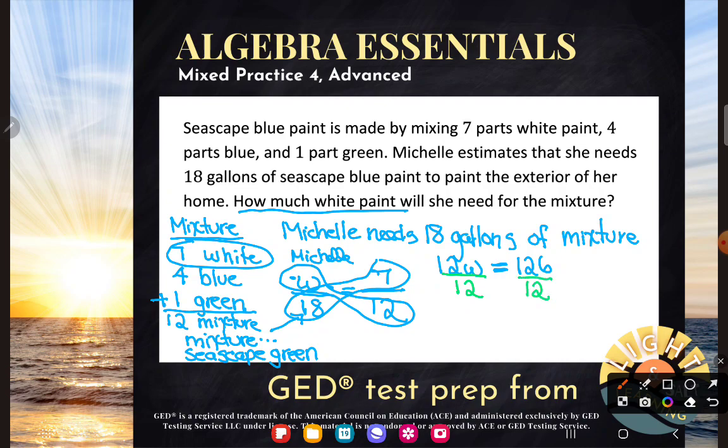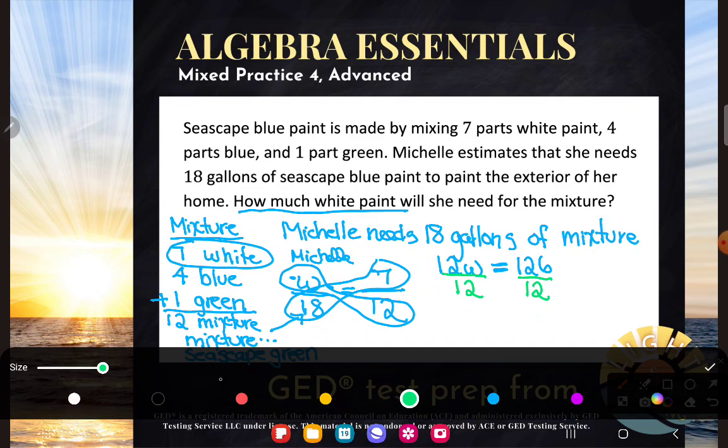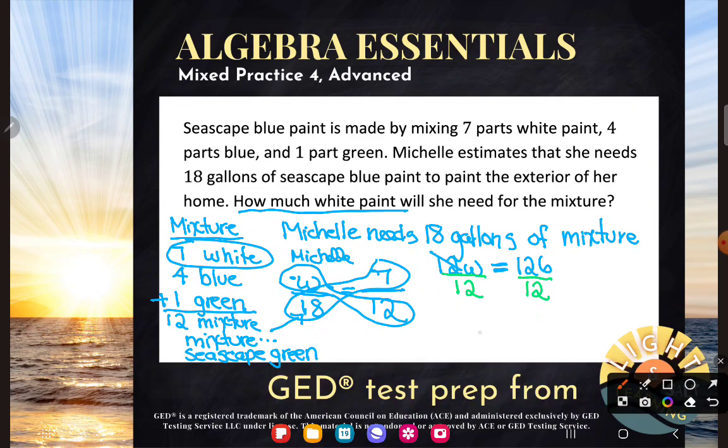I can do that. I can be disobedient as long as I keep the left-hand side equivalent to the right-hand side by doing the same thing. Multiplying by 12 and dividing by 12 cancel. W's alone just like I wanted. And 126 divided by 12, what is that, 10.5? It is. It's 10.5 gallons of white paint. Woohoo!